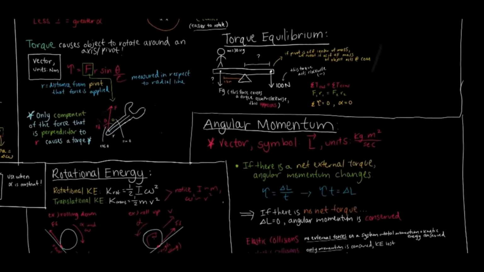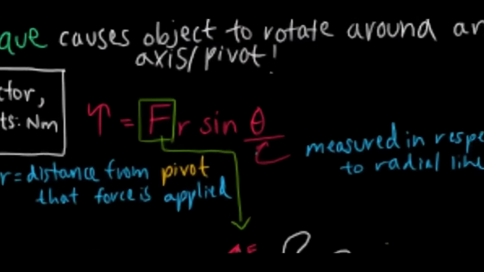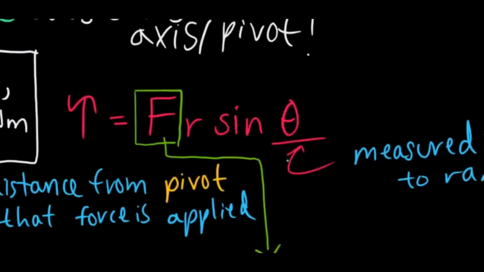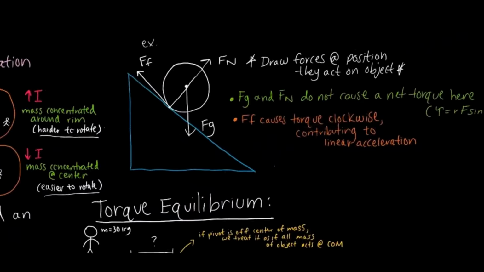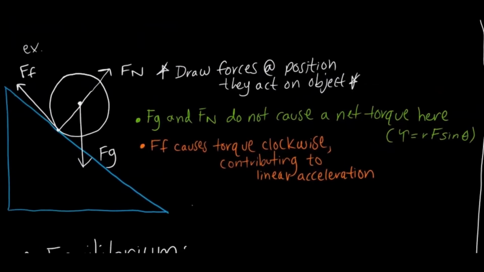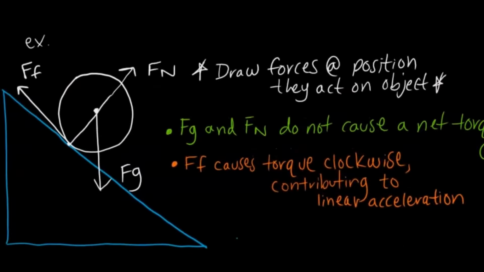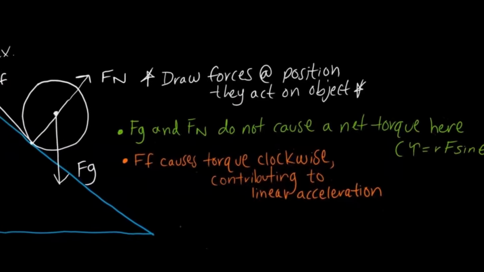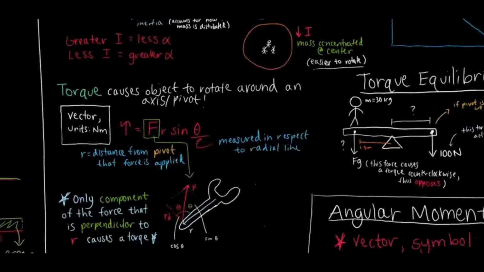And because of the way the equation is set up, if I can find it right here, torque is equivalent to force times r sine theta. So if you apply that, there's a 2016 FRQ on this. I did a video on it where I found that the force of friction is the one that actually causes the torque. So if you're wondering why, definitely go check out that FRQ video. Fg and Fn do not cause a net torque here due to that equation. And so you want to draw the forces from the position in which they act, especially for free body diagrams.